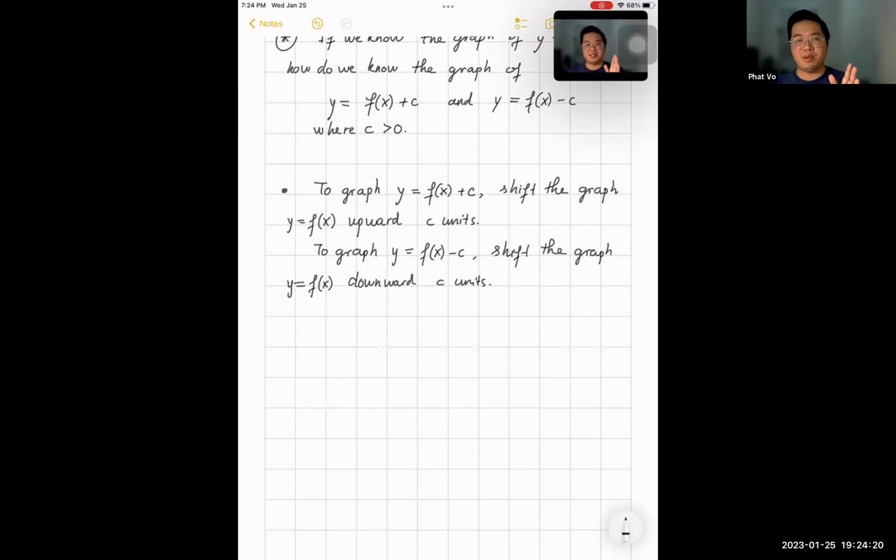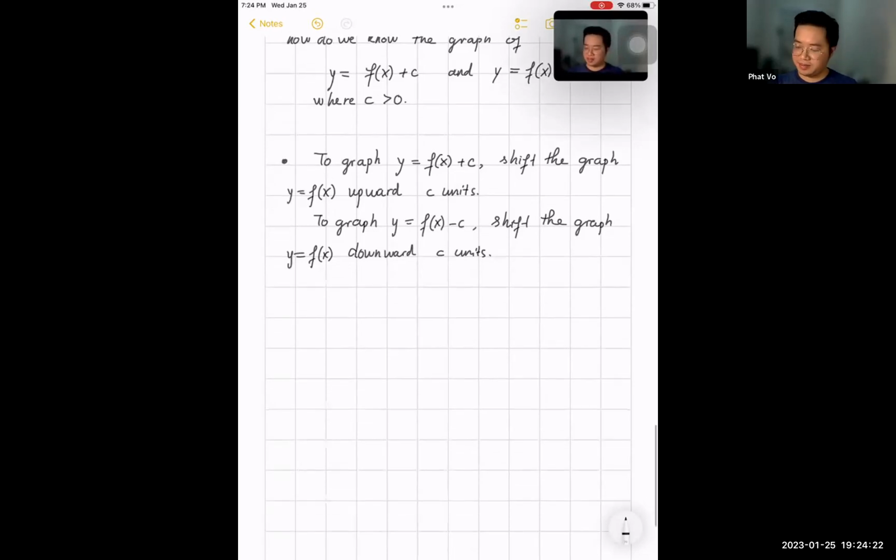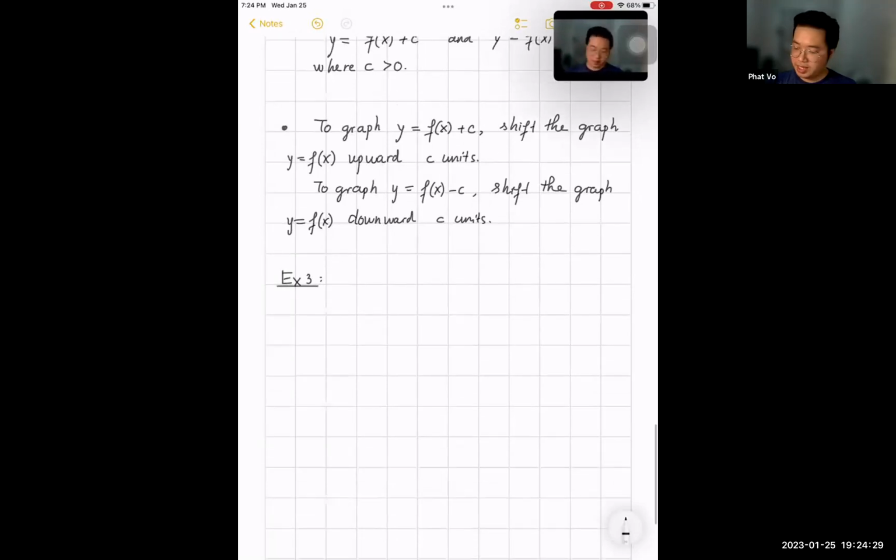Okay, I will give you an example to see. Example 3. Let's get the graph of the function f(x) equals x squared plus 4 by using the graph of y equals x squared.